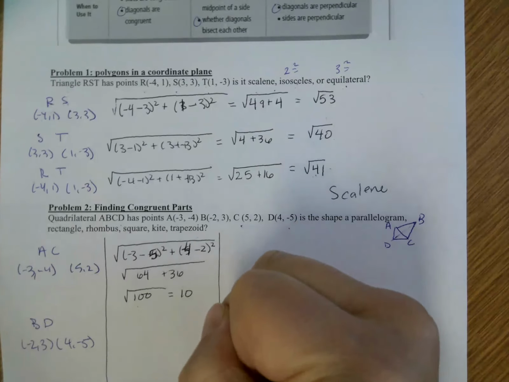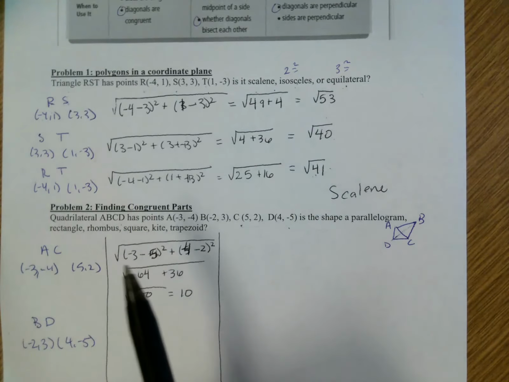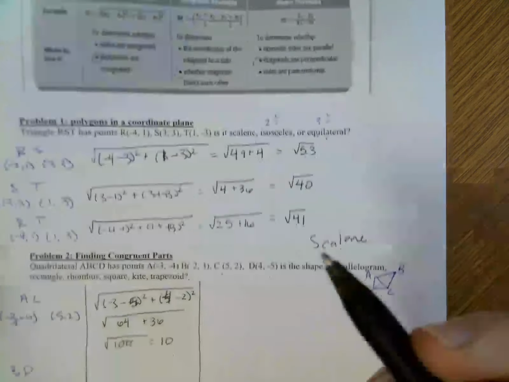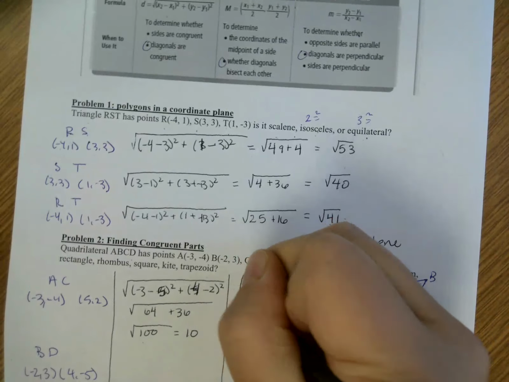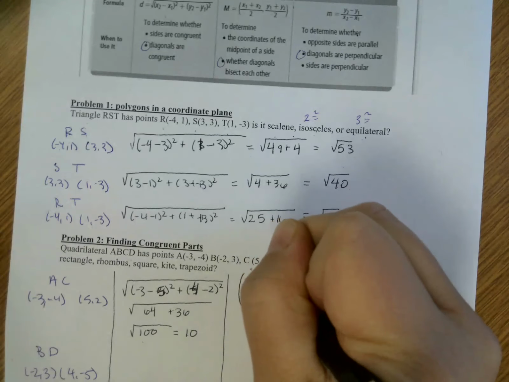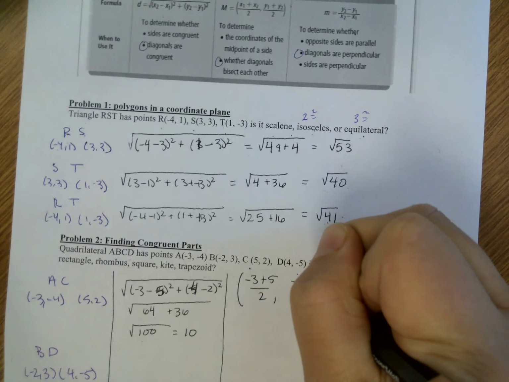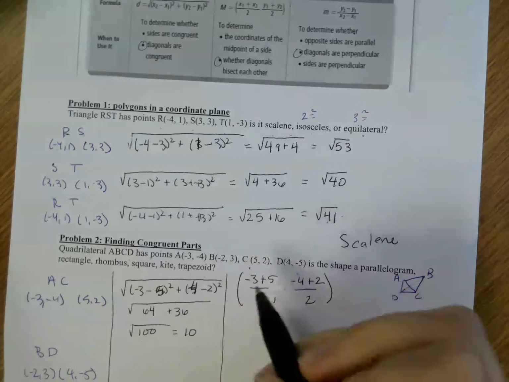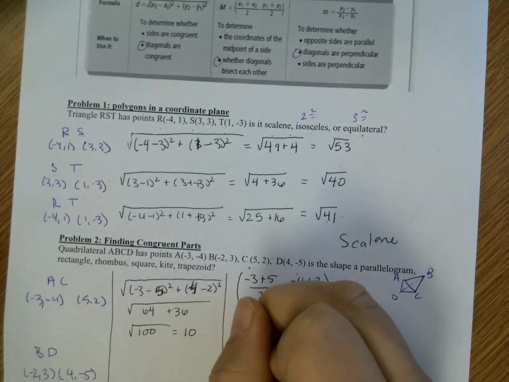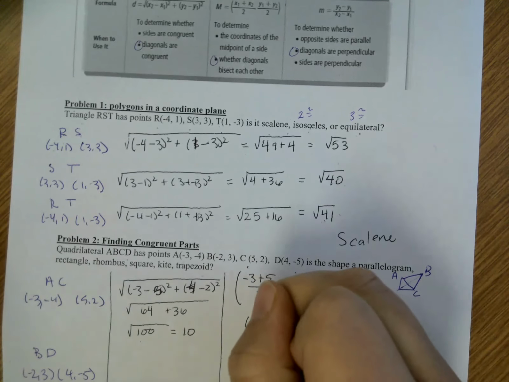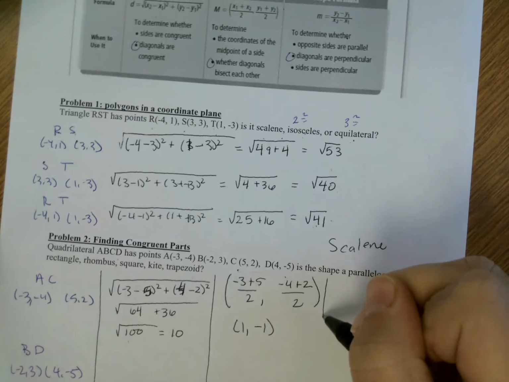So now I'm going to find the midpoint. Again, reviewing: adding my x's, divide by 2, adding my y's, divide by 2. So this becomes positive 2 over 2, which is 1, and negative 2 over 2, which is -1. So that's the midpoint.